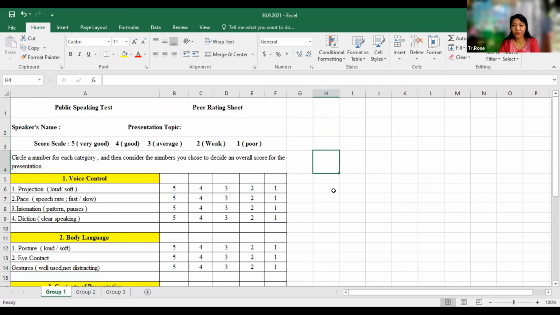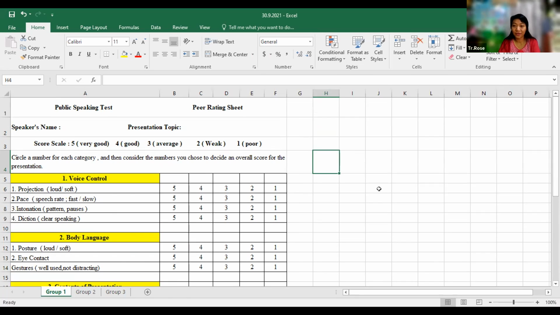I will send this file to you. When your friends are doing their presentation, please give the rate. You have to give the rate to them, okay? And later on, you have to send it back to me.